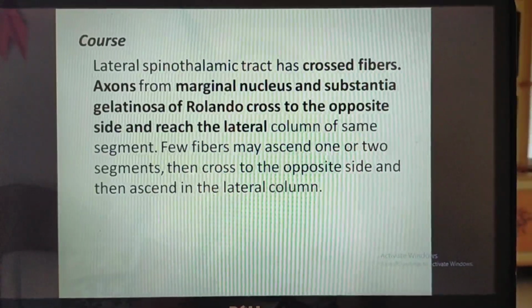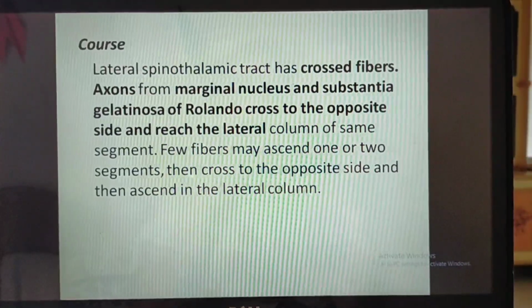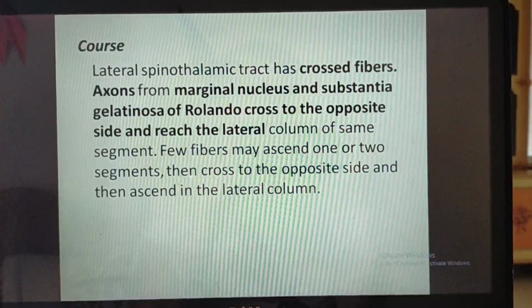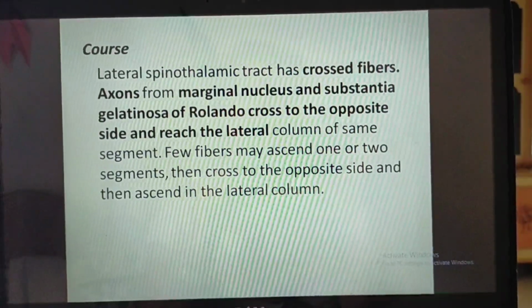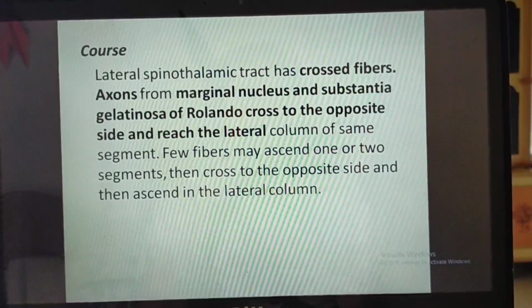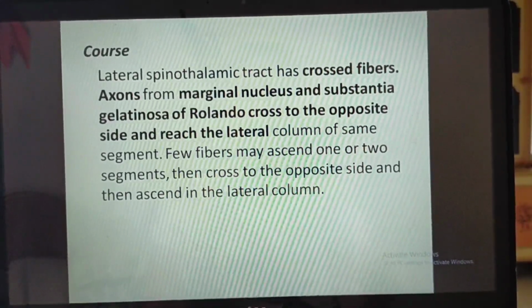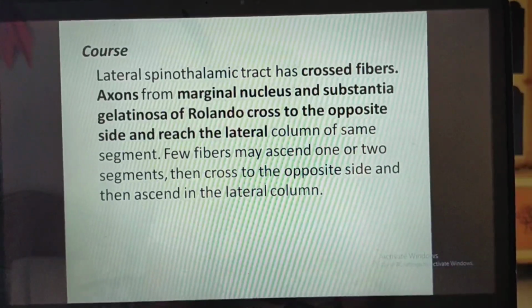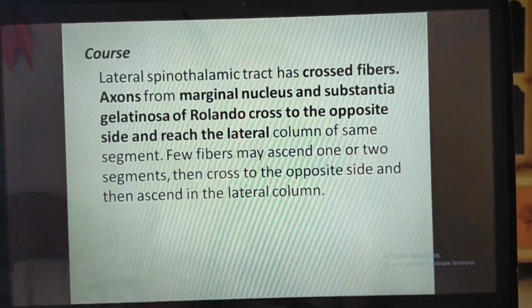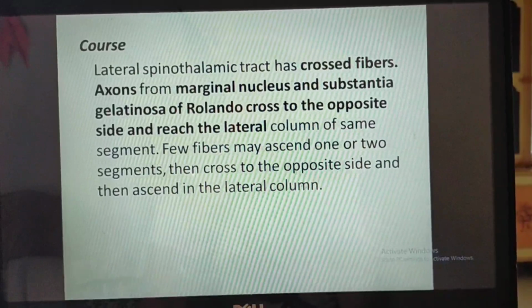Course. Lateral spinothalamic tract has crossed fibers. Axons from marginal nucleus and substantia gelatinosa of Rolando cross to the opposite side and reach the lateral column. Few fibers may ascend 1 or 2 segments, then cross to the opposite side and then ascend in the lateral column.